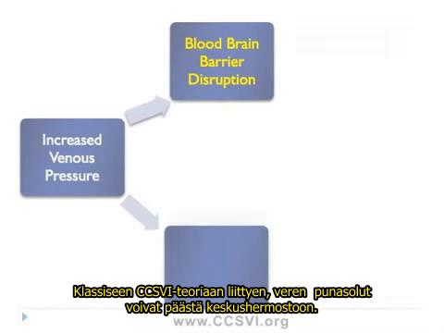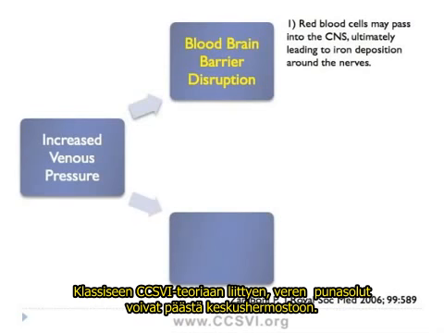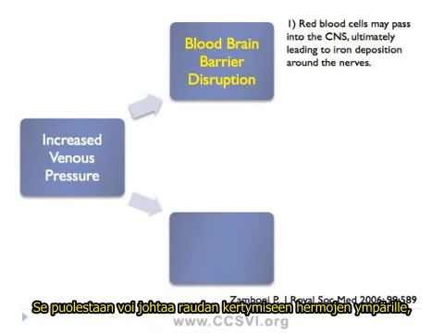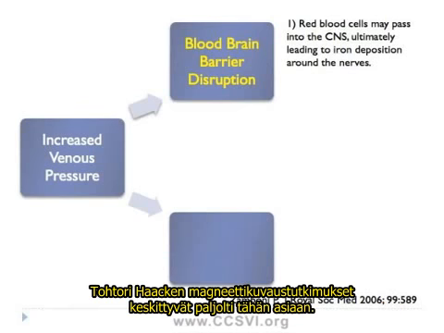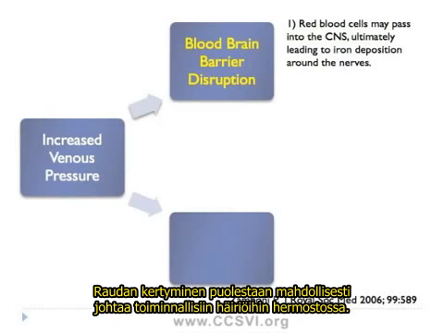The first, and this is the classic CCSVI theory, is that red blood cells may pass into the central nervous system. That can lead to iron deposition around the nerves, and that's a lot of what Dr. Hackey's studying with his MRIs. And that leads to potential functional abnormalities with the nervous system.